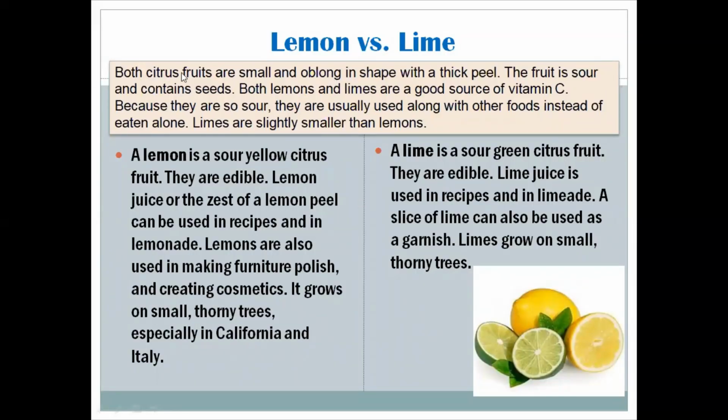They are both citrus fruits and are small and oblong in shape with a thick peel. So they have a peel, a thick skin. The fruit is sour and contains seeds. The taste is something sour and tangy, and they also contain seeds. Both lemon and lime are a good source of vitamin C, and they are usually used along with other fruits instead of being eaten alone. They are a rich source of vitamin C.